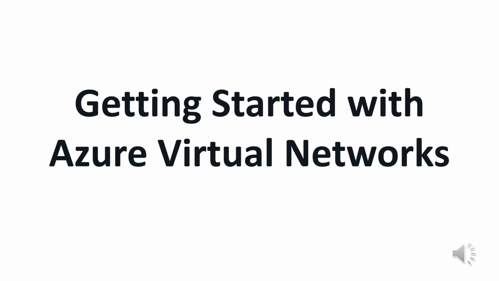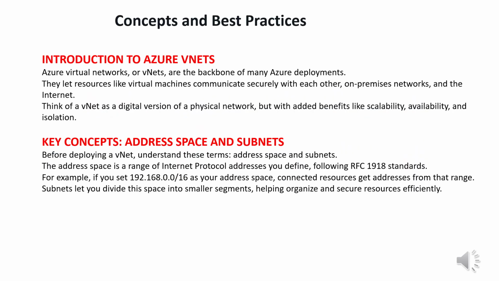Getting started with Azure Virtual Networks. Azure Virtual Networks, or VNets, are the backbone of many Azure deployments. They let resources like virtual machines communicate securely with each other, on-premises networks, and the internet. Think of a VNet as a digital version of a physical network, but with added benefits like scalability, availability, and isolation. Before deploying a VNet, understand these terms: address space and subnets.